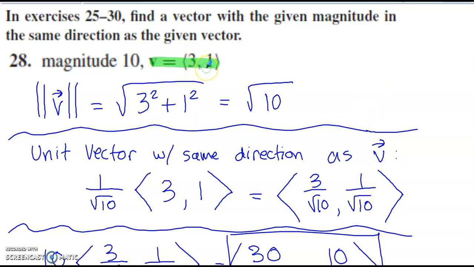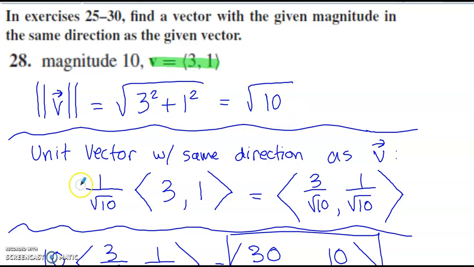So the procedure for this is to basically find a unit vector that travels the same direction as the given vector. So like we did in the previous example, what I'm going to do is figure out what the magnitude of that initial vector is. So I do a quick magnitude calculation for vector v, so a little Pythagorean theorem going on here, and we end up with square root of 10 for the magnitude of vector v.